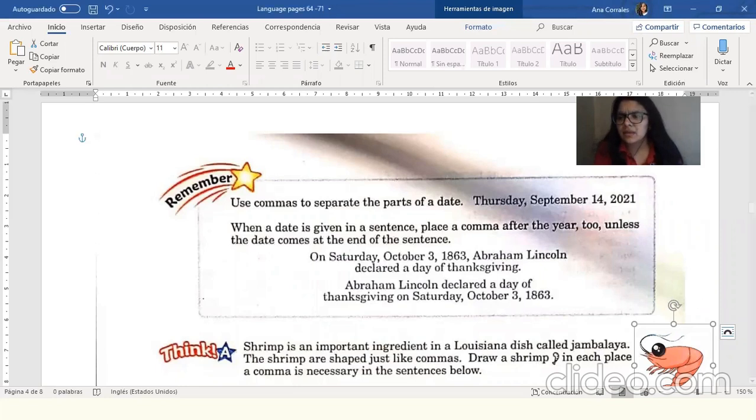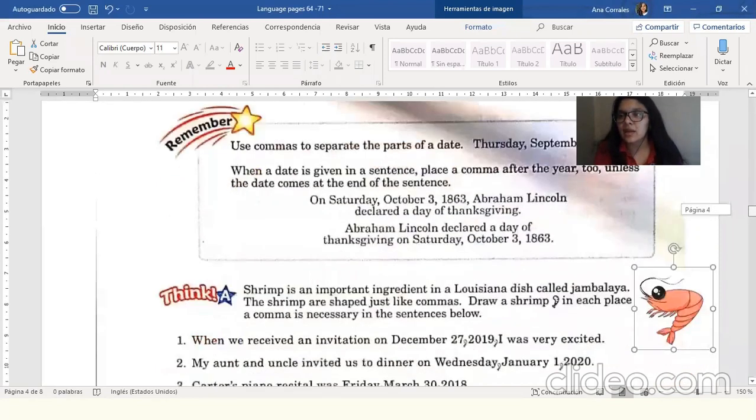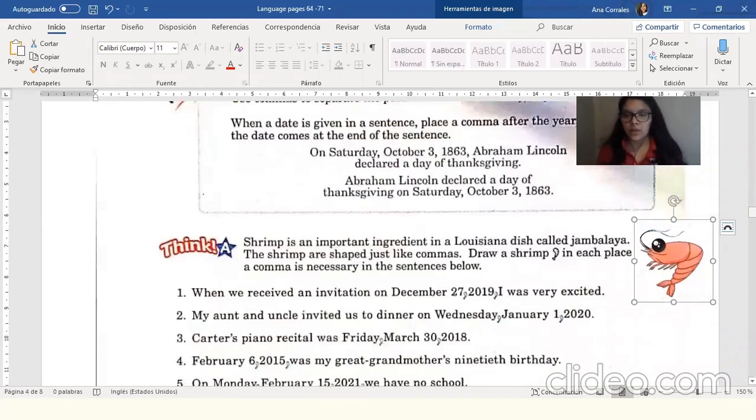Did you see this? Yes, that is a shrimp. Un camarón. Okay, shrimp is an important ingredient in a Louisiana dish called jambalaya. Jambalaya is a kind of food. Es un tipo de comida de Louisiana. The shrimp are shaped just like commas. Draw a shrimp in each place a comma is necessary in the sentences below. They have the same shape of a comma. Tienen la misma forma de una coma.